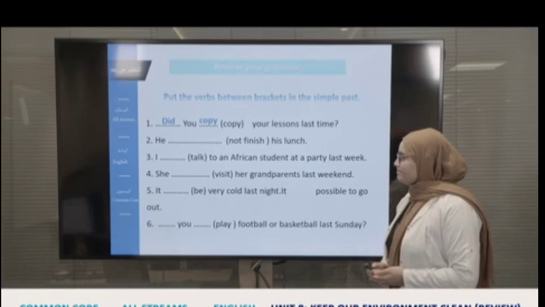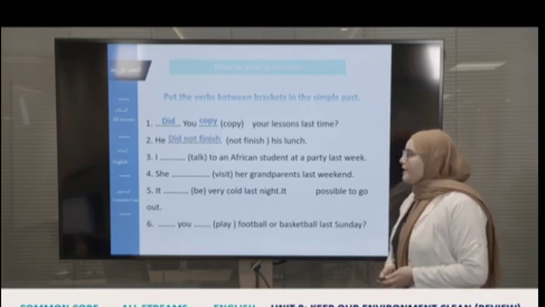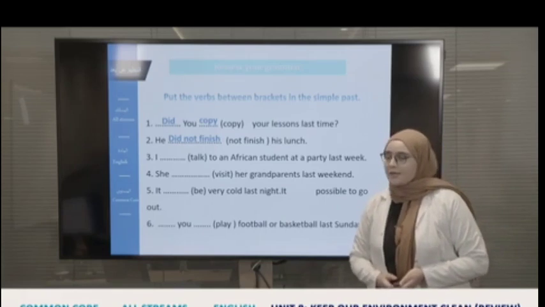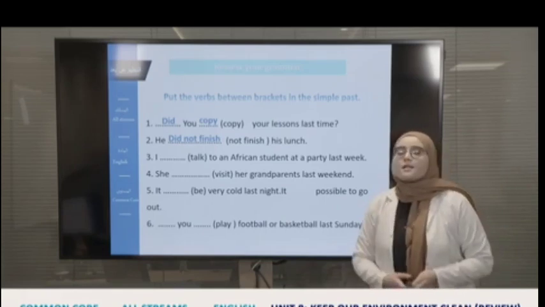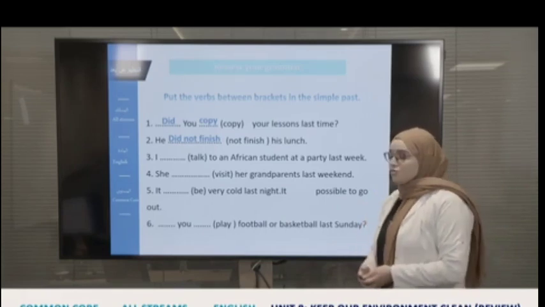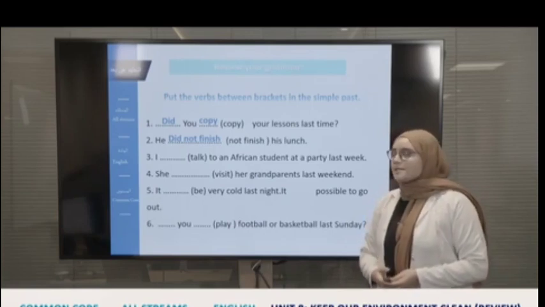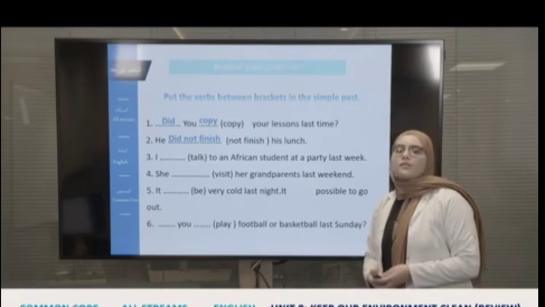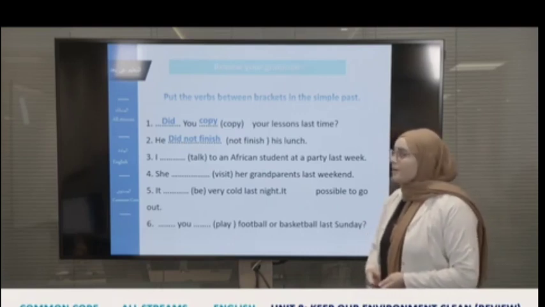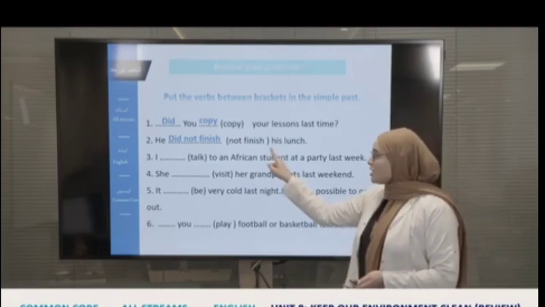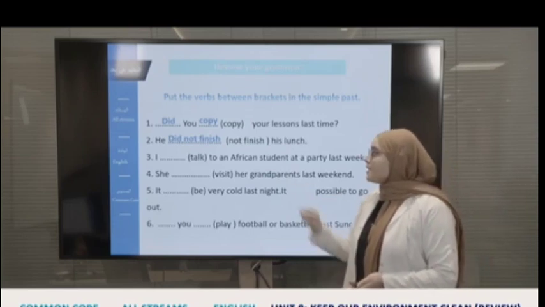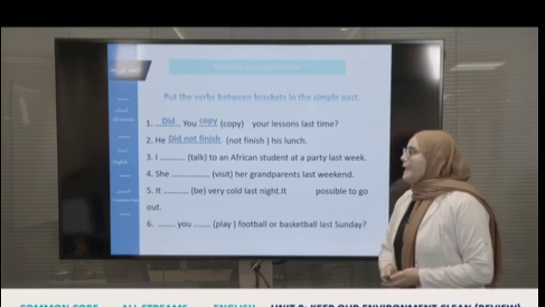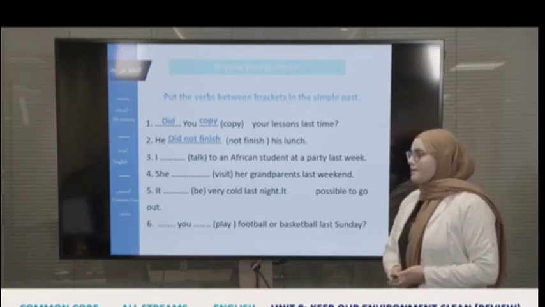Number 2, he didn't finish his lunch. So here again we have the negative form. In the negative form also we need an auxiliary verb, do. We conjugate it in the simple past. The past of do is did, plus not, plus the verb in the infinitive. Here again, we didn't conjugate finish because we already conjugated the auxiliary verb do. So, he didn't finish his lunch.